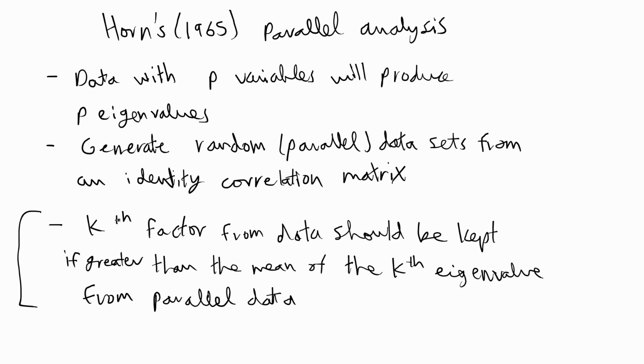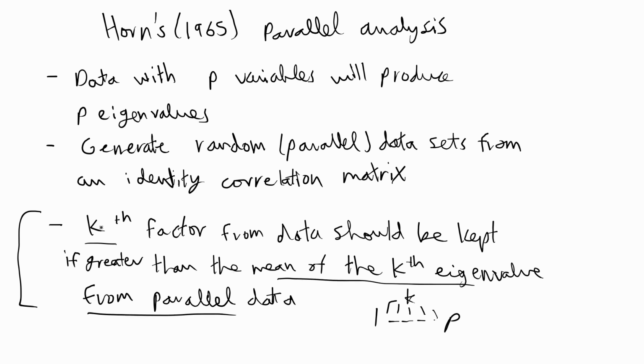So you have 1 through p eigenvalues, and these will decrease in size, so the eigenvalue will get smaller as you go on if you order it from largest to smallest. If you want to decide whether to keep or retain your eigenvalue or to fail to retain it, you're going to look at whichever kth value that you have, and you're going to compare that to the mean of the kth eigenvalue from your parallel data.